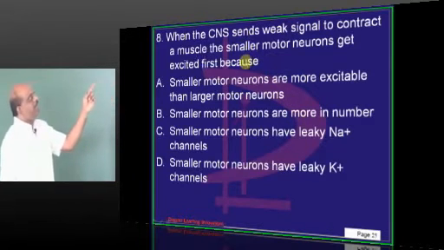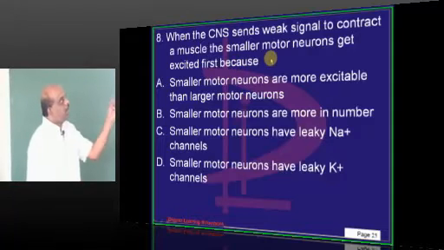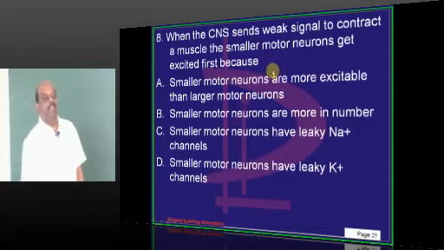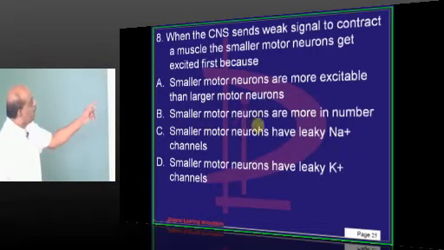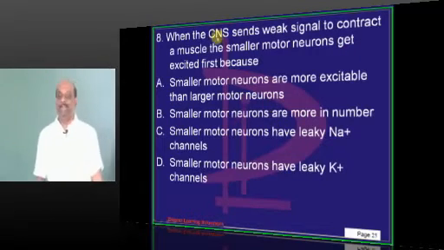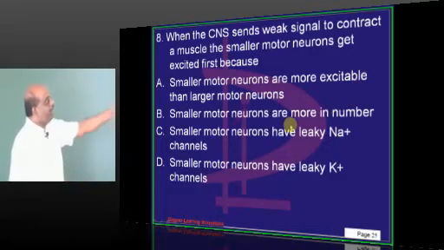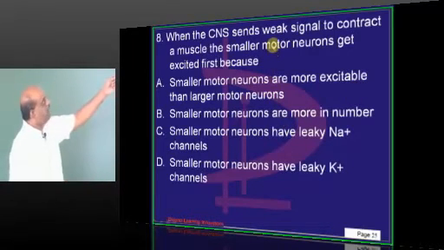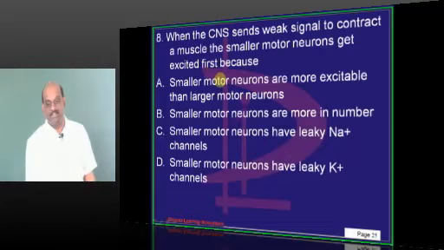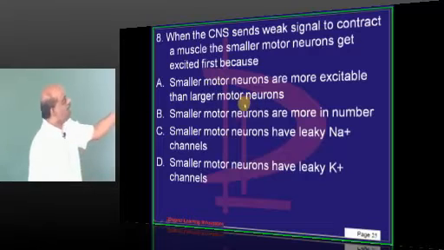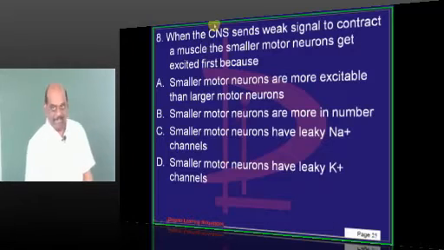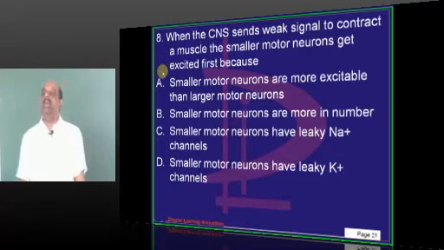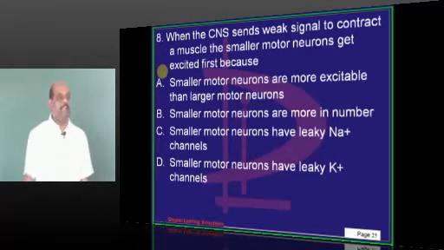When the CNS sends a weak signal, why do the smaller motor units get excited first? What is your wrong answer, Nafis? B. You thought B. Smaller motor neurons are more in number. No. Even if they are more in number, why should they be the ones to get excited first? More in number doesn't confer a property of exciting first unless they are more excitable than larger motor neurons. A. That's right. Young children have more enthusiasm than an old geriatric professor and HOD.